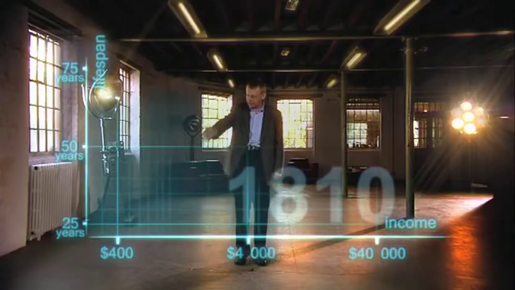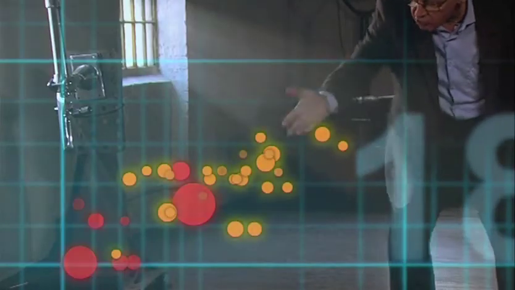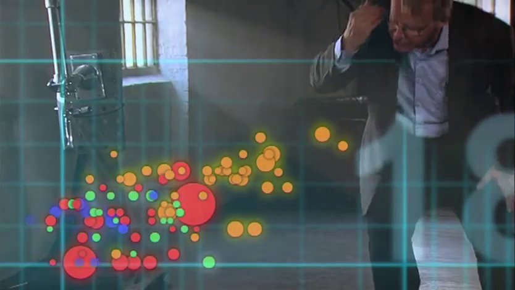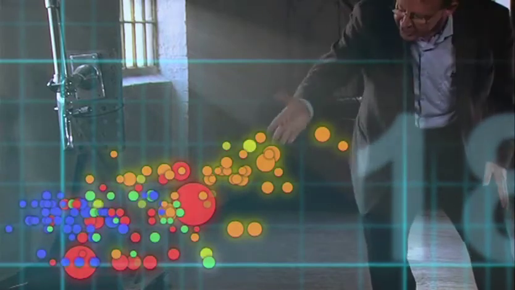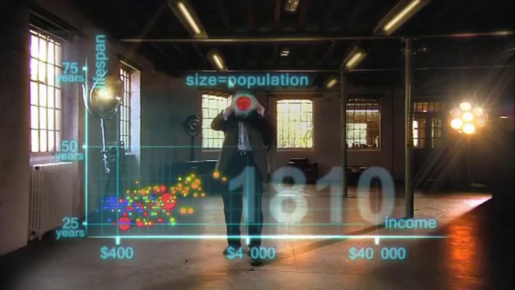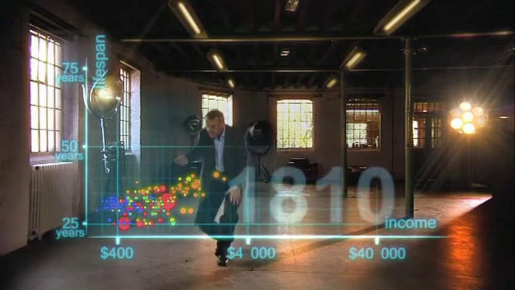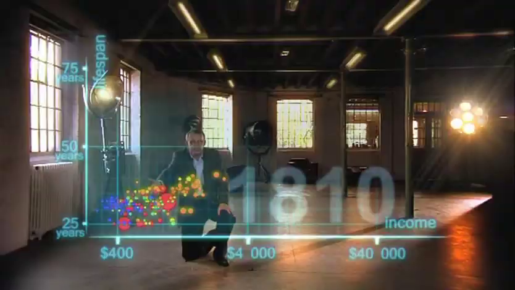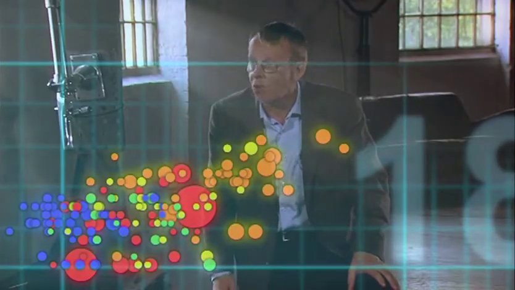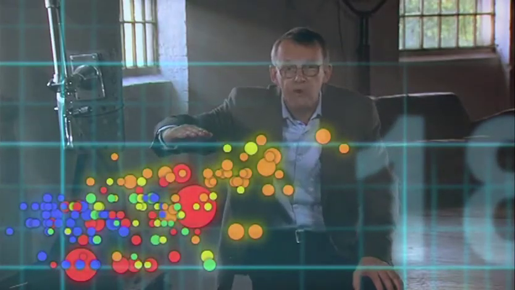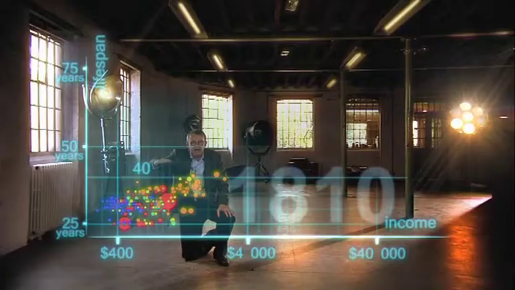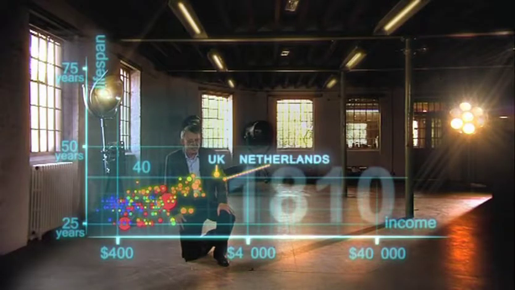Here come all the countries. Europe brown, Asia red, Middle East green, Africa south of Sahara blue, and the Americas yellow. And the size of the country bubbles show the size of the population. And in 1810, it was pretty crowded down there, wasn't it? All countries were sick and poor. Life expectancy was below 40 in all countries. And only UK and the Netherlands were slightly better off, but not much.